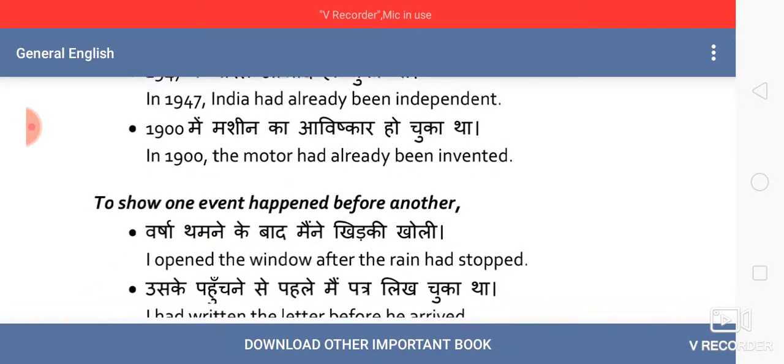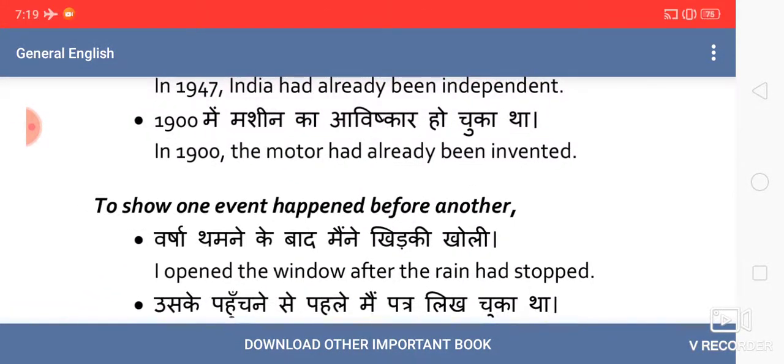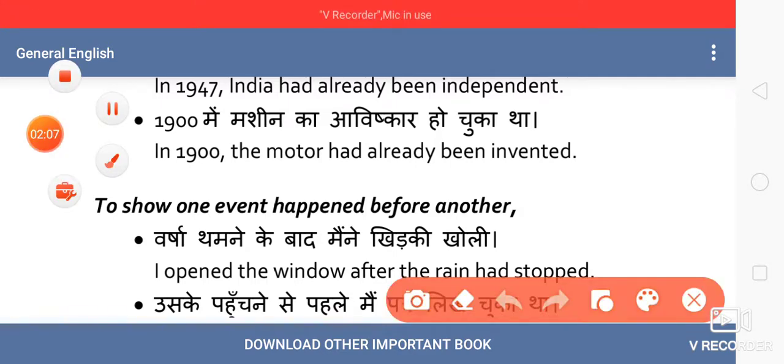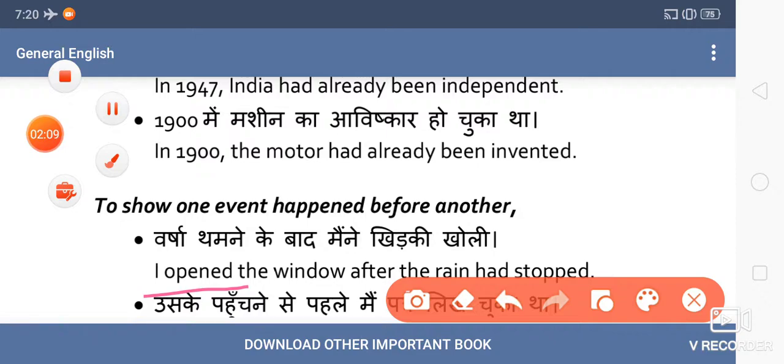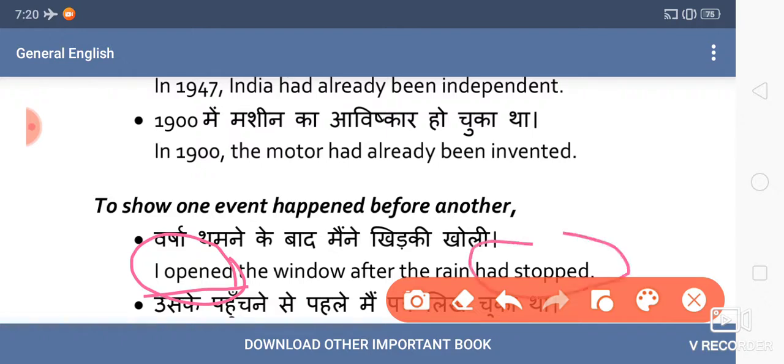And the second use, as I talked earlier also, is to show one event happened before another. I opened the window after the rain had stopped. So both the actions are in the past, but in such a case the action that happened before, we'll use past perfect for it, and the action that is just later, it also completed, but for that we'll use simple past.